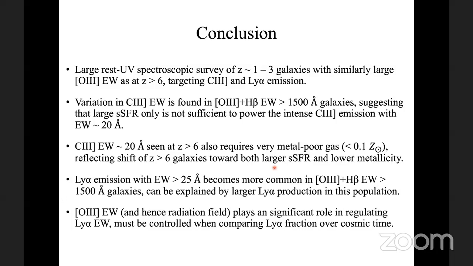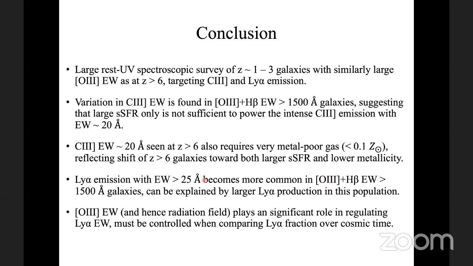Actually, another interesting result I haven't shown in this presentation is that we found the Lyman-alpha fraction in the galaxies with large optical line equivalent width are similar at both redshift 2 to 3 and redshift larger than 7. Both of them show about 50% with strong Lyman-alpha emission with equivalent width larger than 25 angstrom.